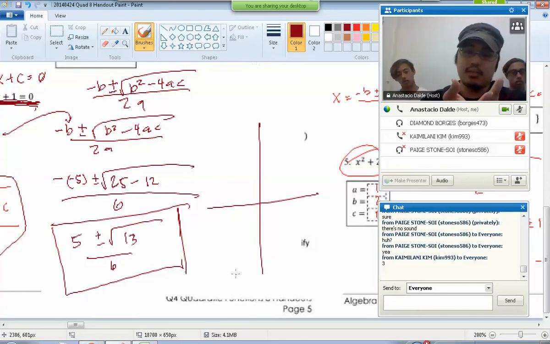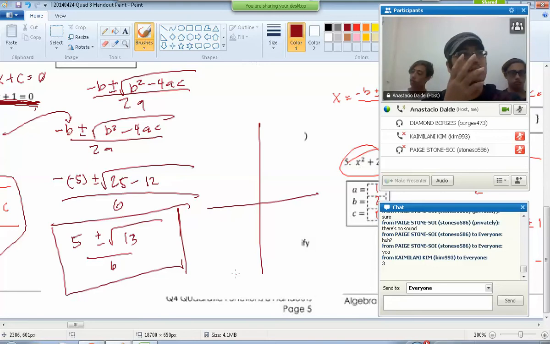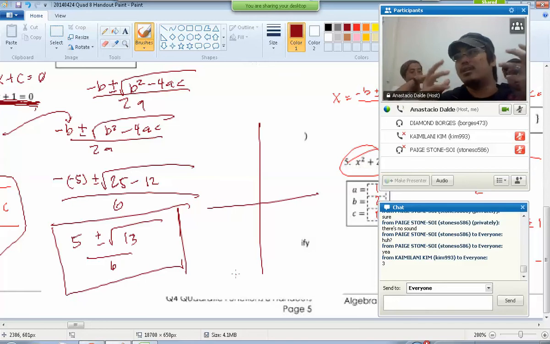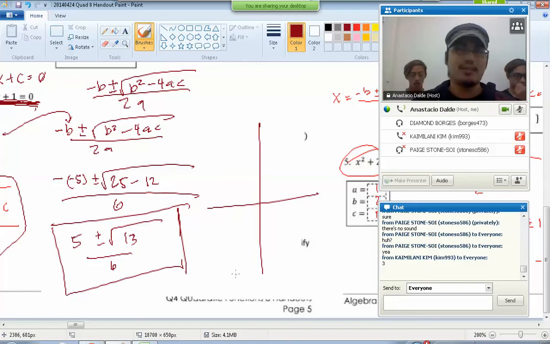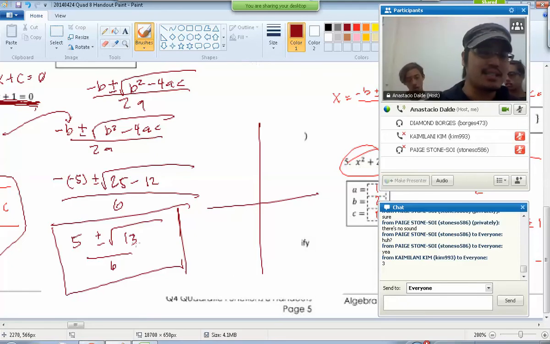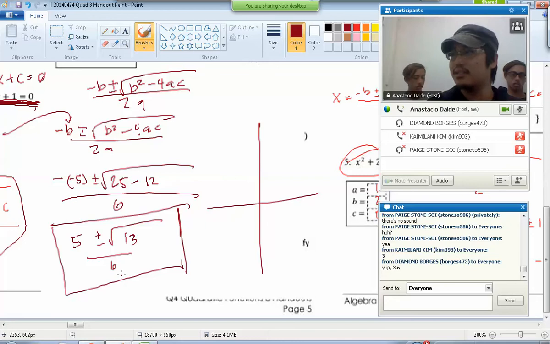What's the square root of 16? 4. So the square root of 13, since 13 is between 9 and 16, must be between 3 and 4, right? Does that make sense to you? So I would say, let's say 3.5 or 3.4. Wait, let me think. I would say that it's 3.6. I think it's closer to 4 than it is to 3. So 3.6. So you have 5 plus 3.6 divided by 6, and then 5 minus 3.6 divided by 6. Does that kind of make sense?